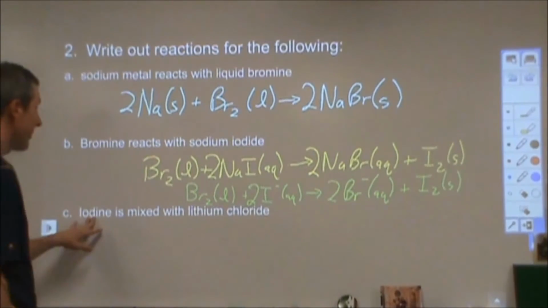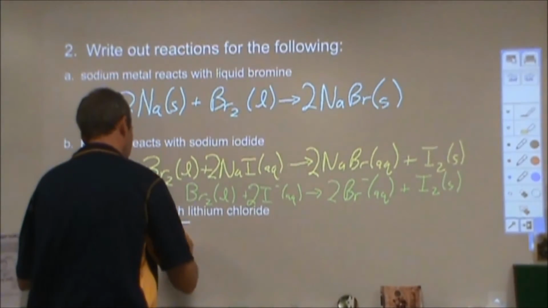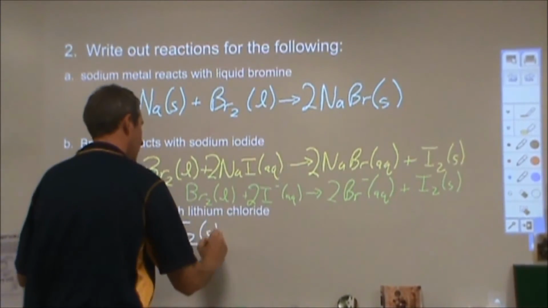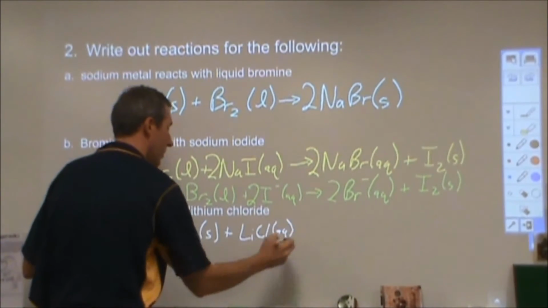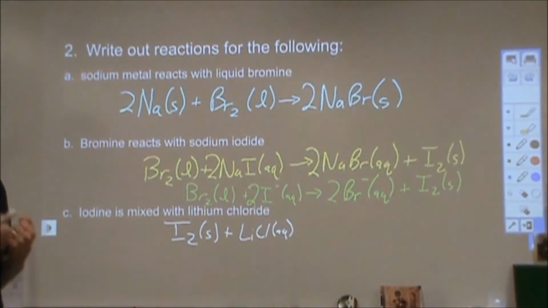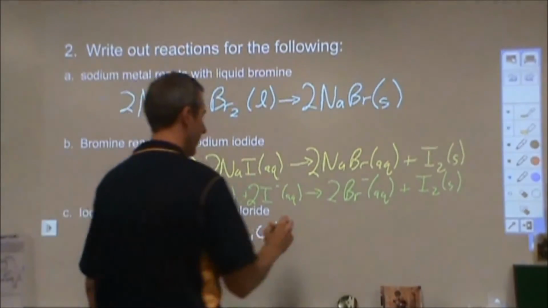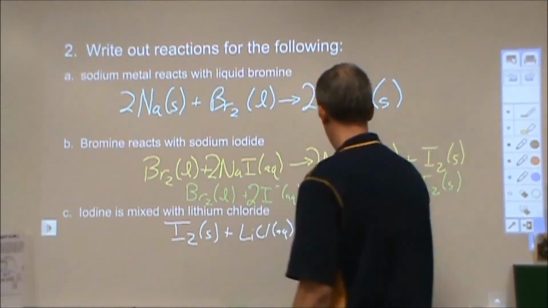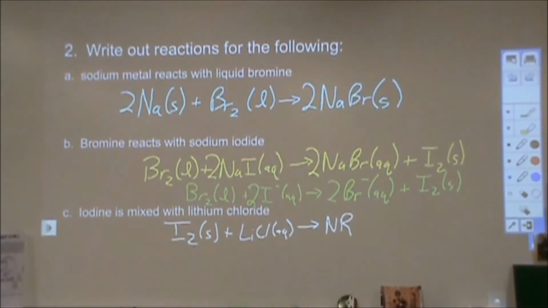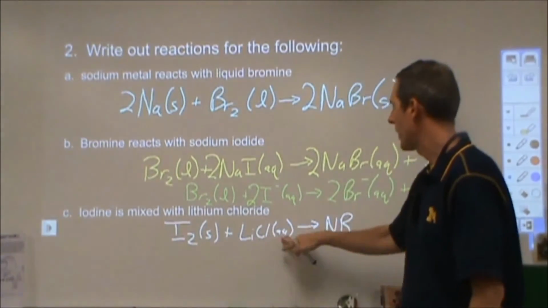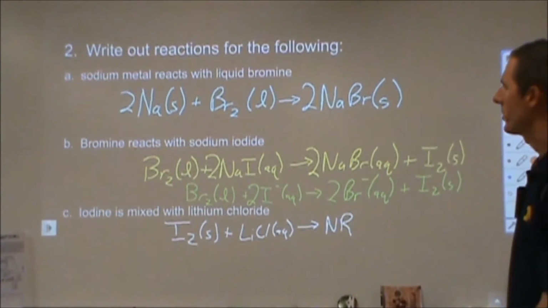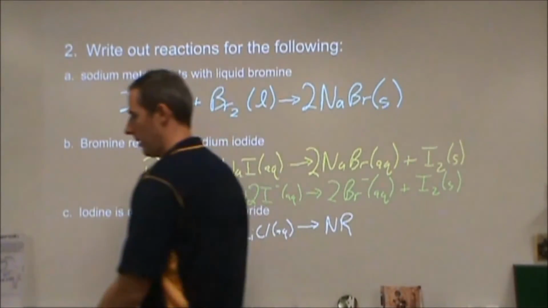In part C, we have iodine solid, I assume, plus lithium chloride. Iodine is not reactive enough to take an electron away from chloride, and so therefore that is going to be a no reaction. Okay, so here's your net ionic. If we wanted net ionic for this, we would do I2 solid plus Cl minus, but not really necessary given the fact that there is no reaction.